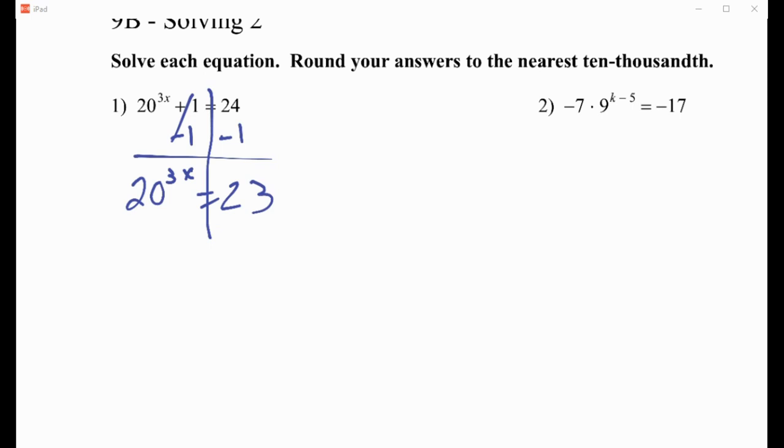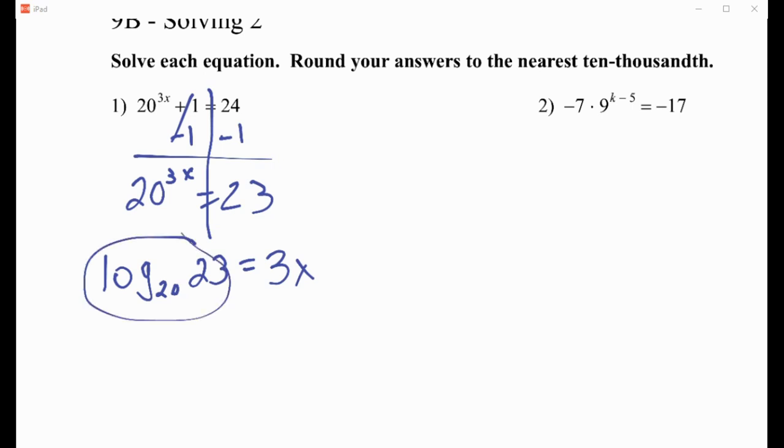So I still want to get the x out of the exponent, but it's important to remember that 3 is going to stay with it. So I'm going to rewrite it as a log, and the base of my log is the base of the exponent, and the other two switch. So I would just have to type this into the calculator.